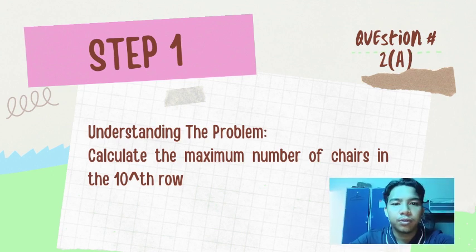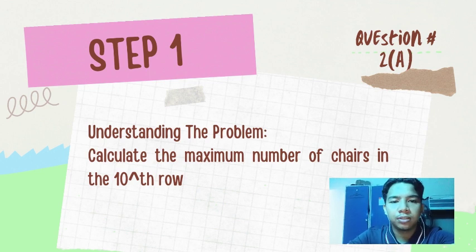Question A. For step 1, we need to understand the problem. The problem is we need to calculate the maximum number of chairs in the 10th row.